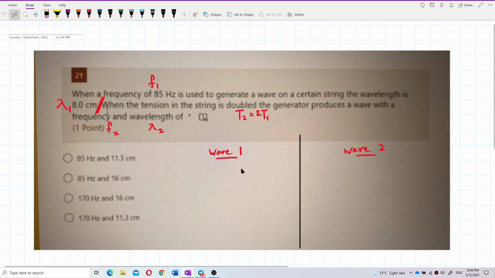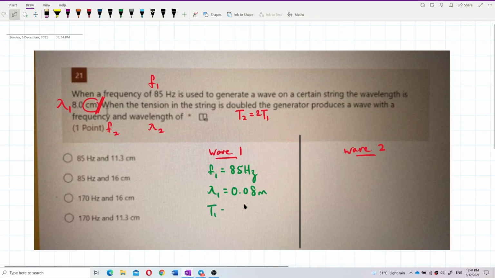Now wave 1 has frequency 85 and lambda 8 cm. We need to change to SI unit. Centimeter is not an SI unit, so we divide by 100. So it is 0.08 meter. Later on, it also has tension 1.